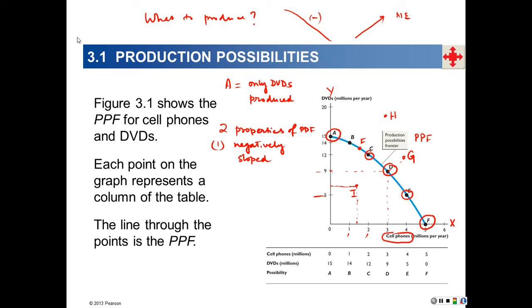What about a line like this, which starts out in the southwest and ends up in the northeast? Those are called positively sloped lines. So this is mathematical convention, all right? So you notice that the PPF is negatively sloped. Now, what is the implication of that? What is the implication of a negatively sloped PPF? How would you translate that into words?